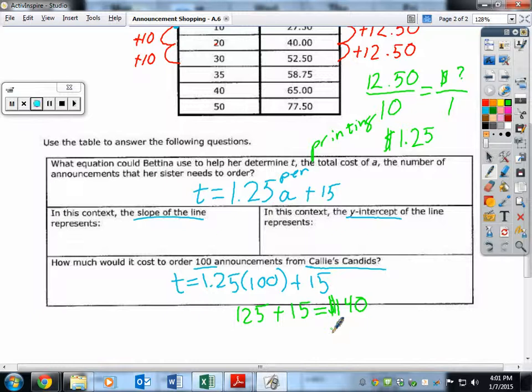All right, so that's everything that you'll need in order to complete the assignment. Again, that's the second blue handout you picked up in class, and I just want you to complete numbers 1 through 5 on that.